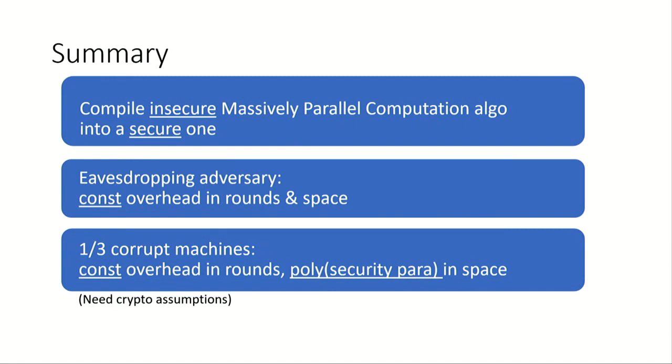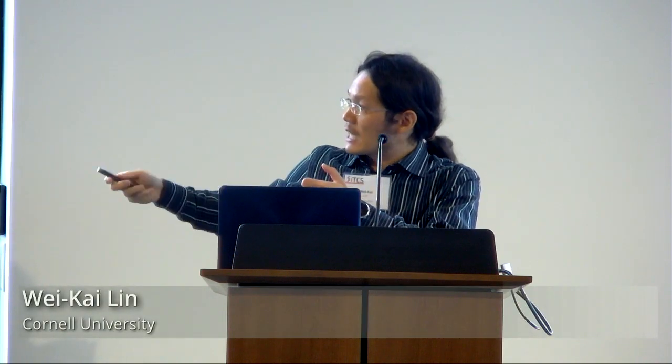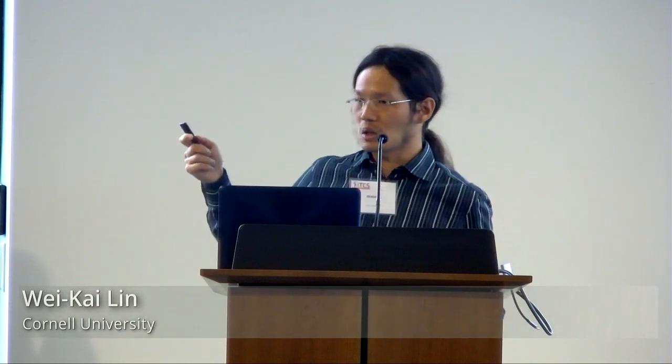So to summarize, we can compile an MPC algorithm into a secure one. In a weaker adversary model, the cost is just a constant blowup in rounds and space. When there is a stronger adversary that corrupts some machines in our MPC algorithm, then we need crypto assumptions, and we can only tolerate a third of corrupted machines.